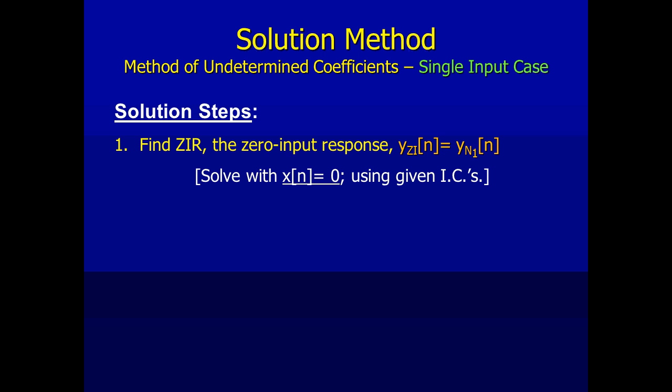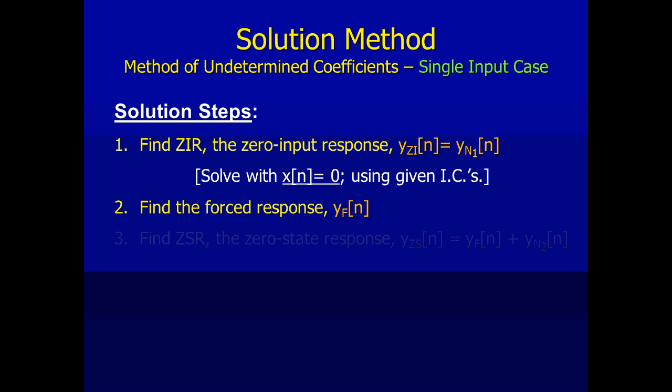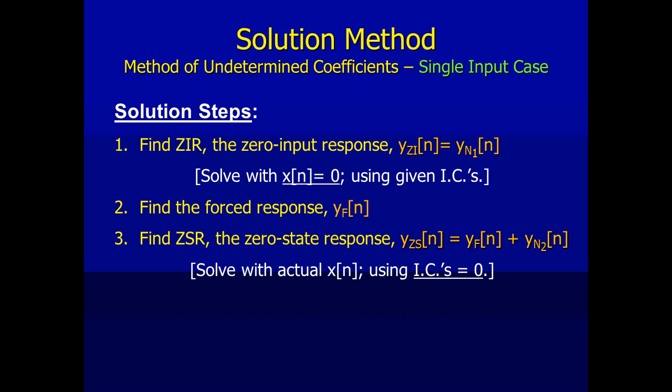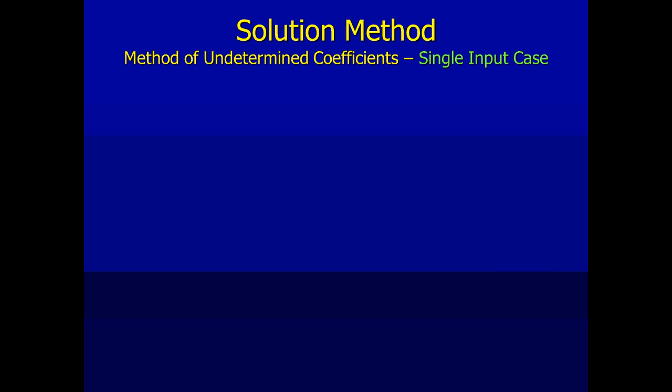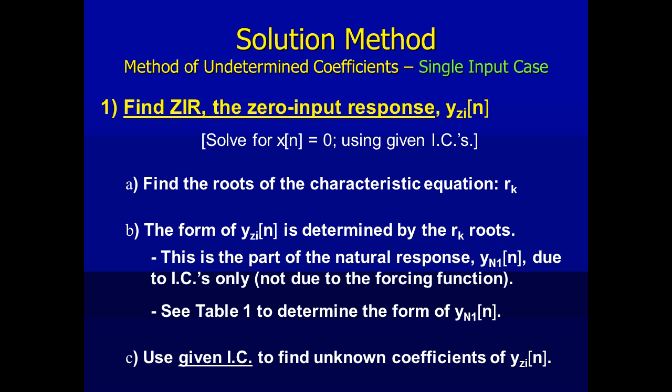Okay. All right, how are we going to do that? So we're solving with no input, x of n is 0. We're going to use the initial conditions. Then after we find the zero input response, we'll find the forced response, then the zero state response, and the total response. All right, let's get into the method. I guess we'll start with that. There we are.